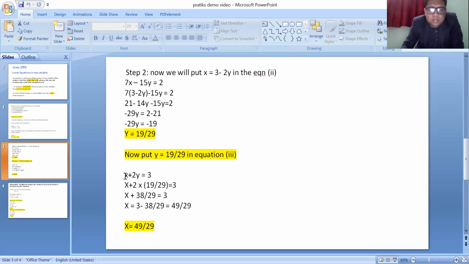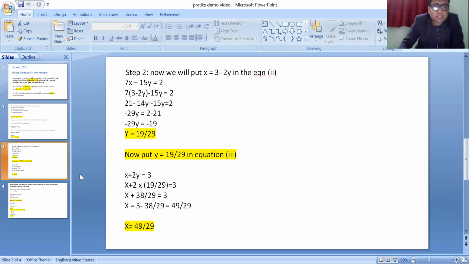So this is our equation 3, x plus 2y is equal to 3. So x plus 2 times the value of y, 19 by 29, is equal to 3. And when we solve it, we will get x is equal to 49 by 29. So we got our values for x and y. The value of x is 49 by 29 and y is equal to 19 by 29. So this was the substitution method. I hope you all have understood this.